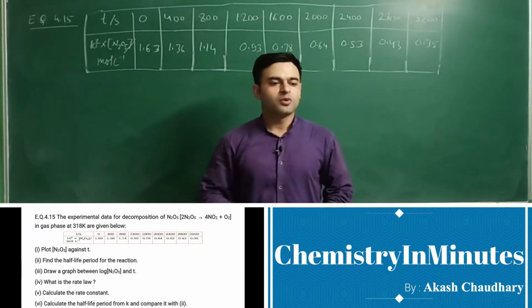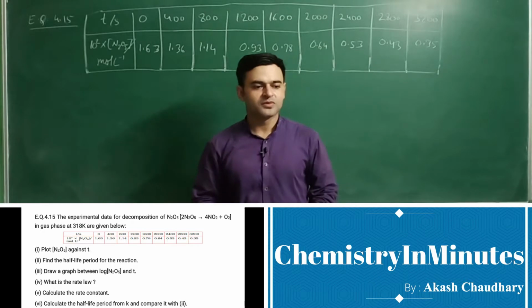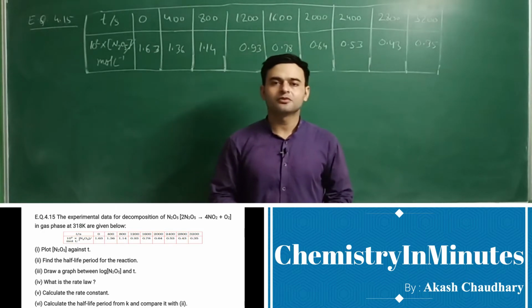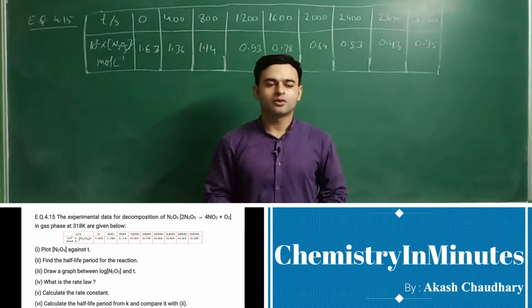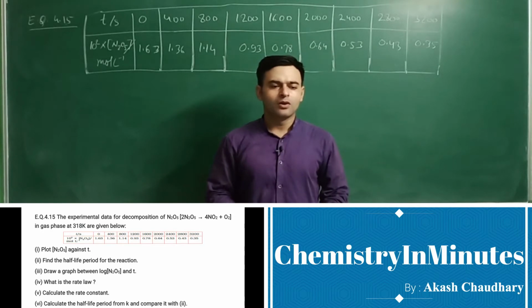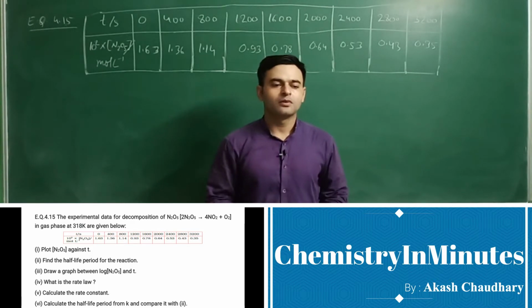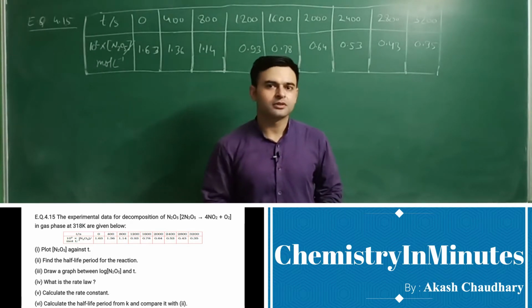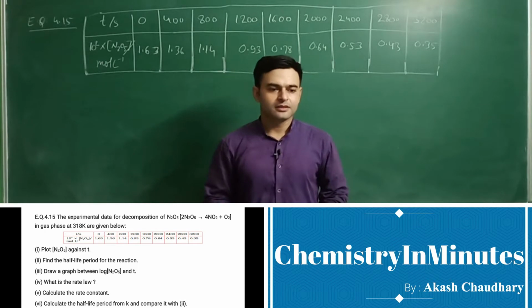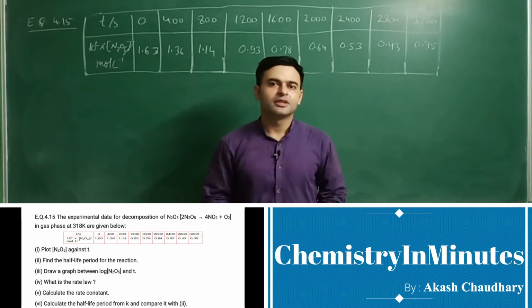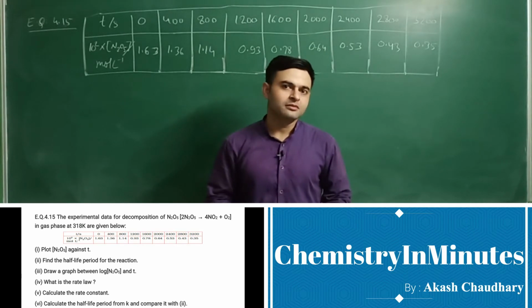Now the question is: first, plot N2O5 against T. Second, find the half-life period for the reaction. Third, draw a graph between log of concentration of N2O5 and T. Fourth, what is the rate law? Fifth, calculate the rate constant for the reaction. And sixth, find the half-life period from the rate constant and compare it with the half-life from the graph.